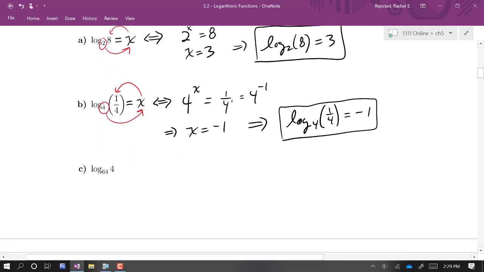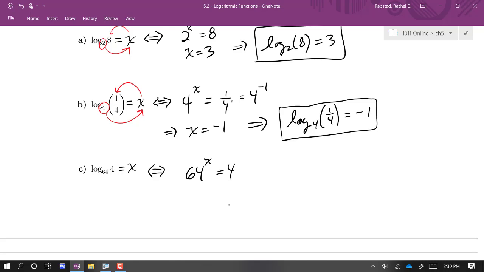Next, log base 64 of 4. So, again, logs spit out exponents, right? What we want is the power that we have to put on 64. So 64 to the x power is equal to 4. Now, I did say all of these can be done without a calculator because they're convenient, but we have to think about it in the right way.